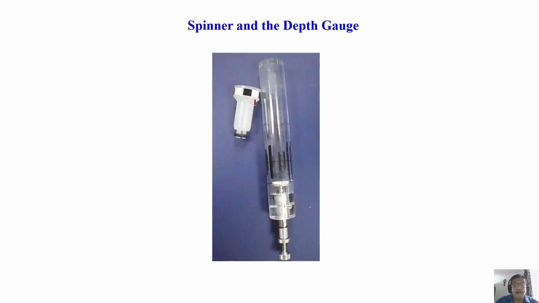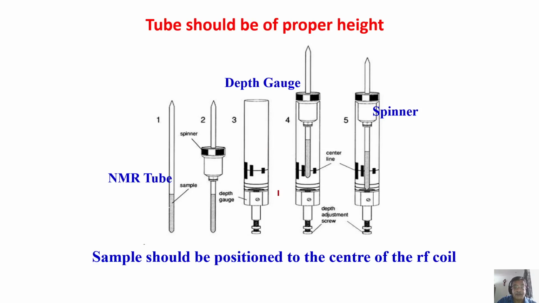And always when you are doing the experiment, these things will be supplied for you by the vendors. This is called a spinner. This is called a depth gauge. See here, markings are given like this. You have to put your sample NMR tube into this spinner, insert the spinner into the depth gauge and make sure the sample is exactly of this height so that your sample is at the center of the RF coil.